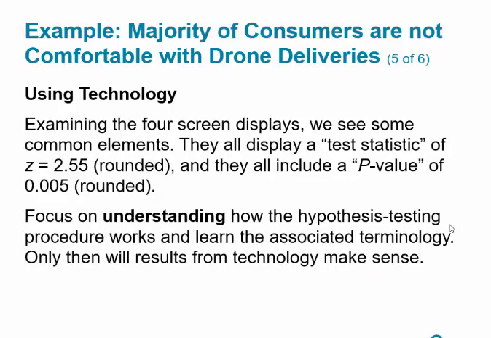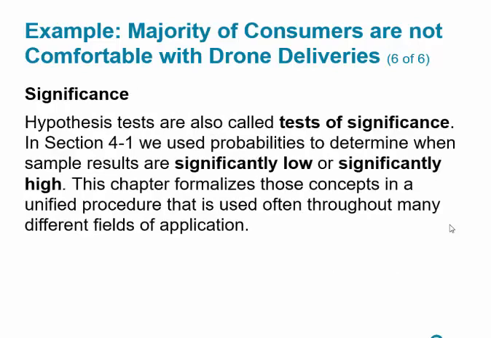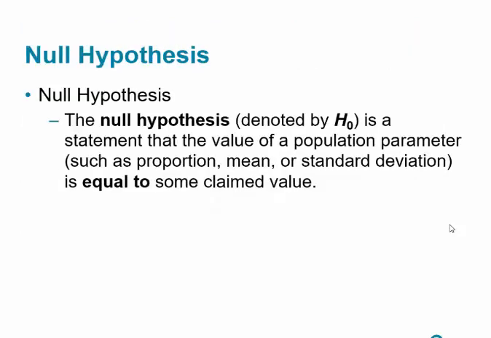So, examining the 4 screens, we see there are some common elements. They all display a test statistic. They all include a p-value. So we're going to focus on understanding how the hypothesis testing procedure works and then learn the associated terminology. Often then, the results from the technology will make sense. So, significance. Hypothesis tests are also called tests of significance. Now in section 4-1, we used probabilities to determine when the sample results were significantly low or high. In this chapter, we formalize those concepts in a unified procedure that is used often throughout many fields of application.